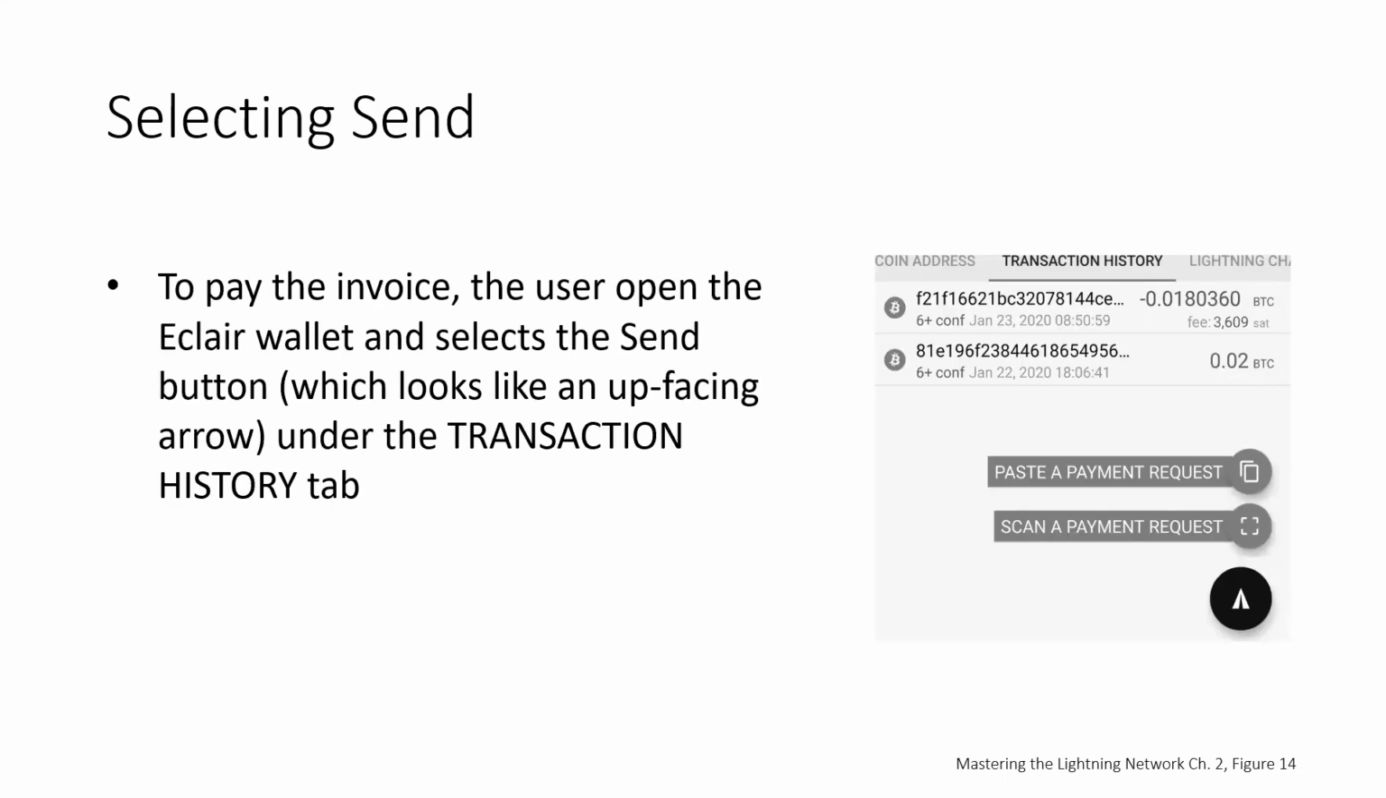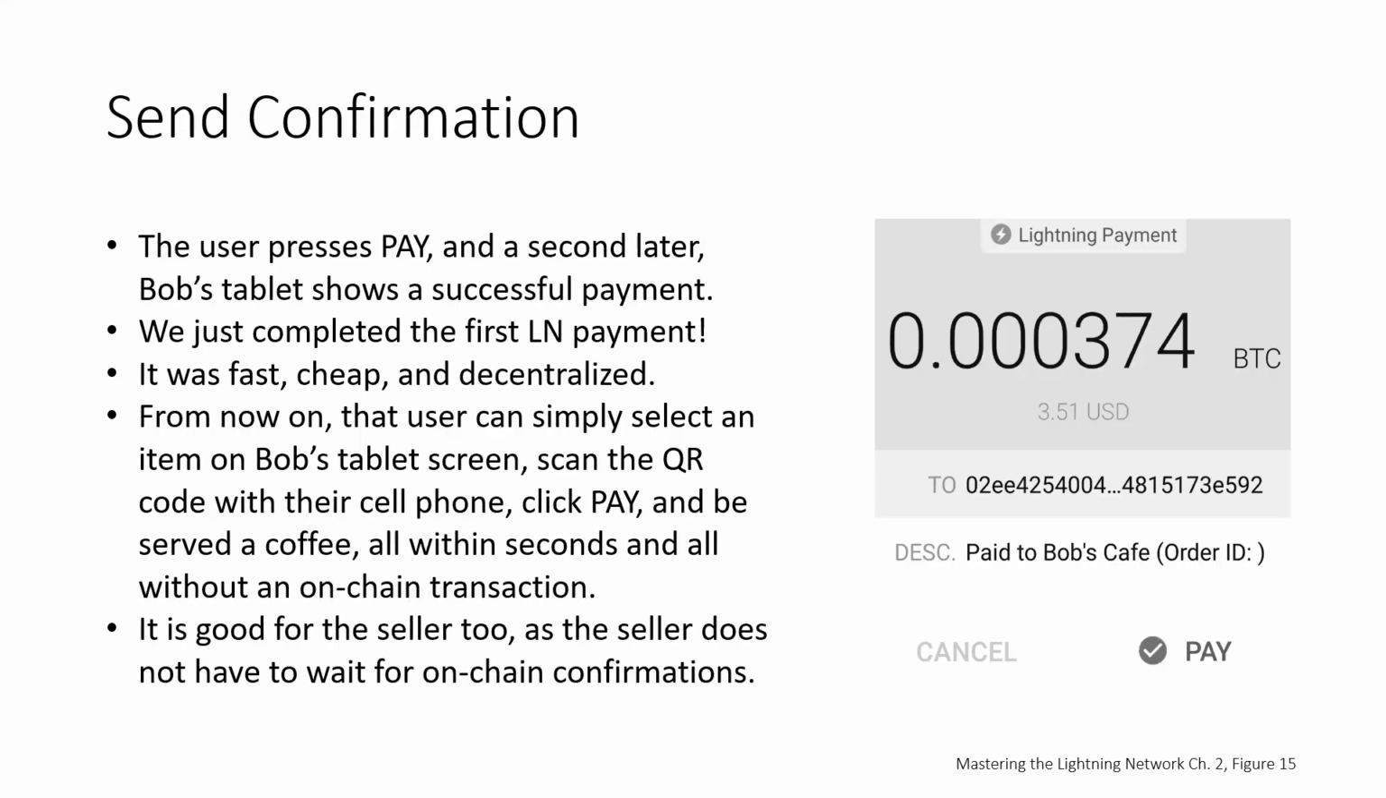So to pay the invoice, Alice opens her wallet and selects the send button under the transaction history tab. And then she's going to go ahead and select the option to scan a payment request. So she'll scan the QR code from the point of sale tablet, and then she's prompted to confirm her payment. She'll press pay, and a second later, Bob's tablet will show a successful payment. Alice has completed her first Lightning Network payment. It was fast, inexpensive, and easy. Now she can enjoy her latte, which was purchased using Bitcoin through a payment system that's fast, cheap, and decentralized.